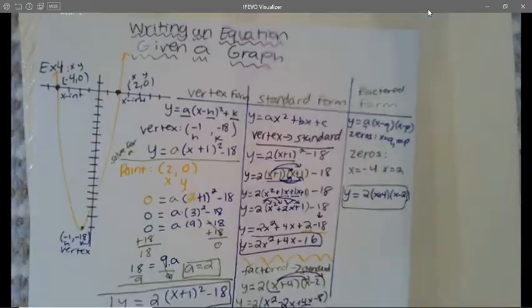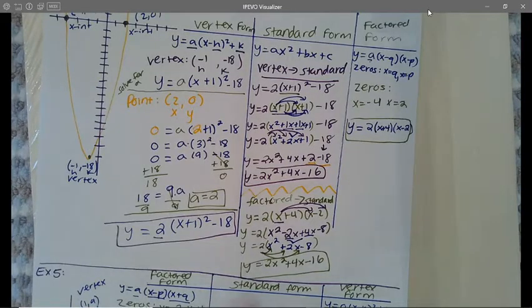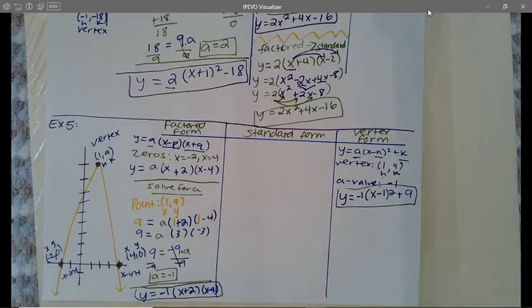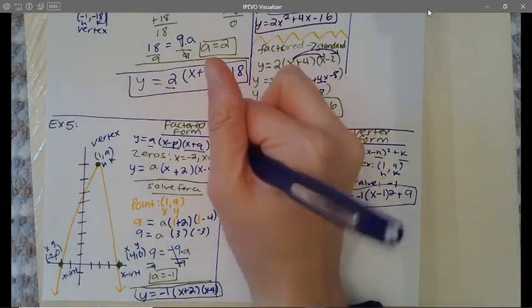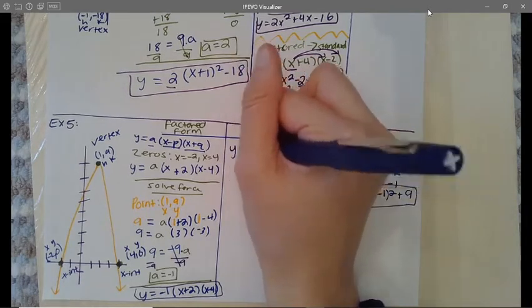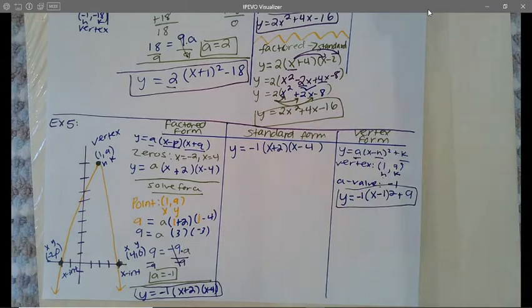For me, it's really hard to decide which one to start from because they're both pretty awesome. But I think I'm going to choose factored form. To me, factored form is a lot faster, so I'm going to start from factored form. So factored form is y equals -1 times (x + 2) times (x - 4).